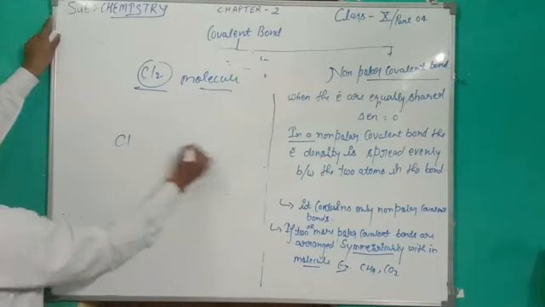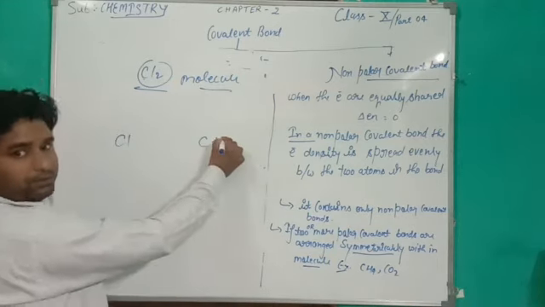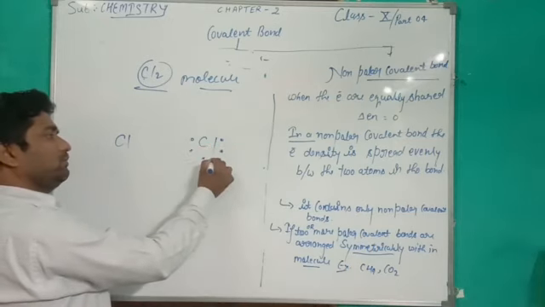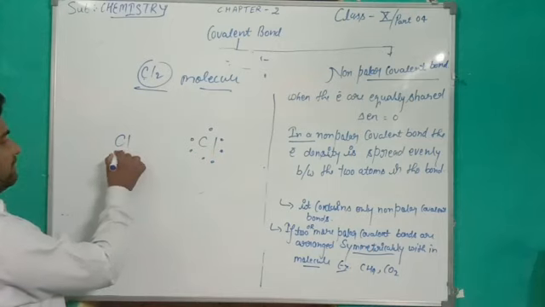there are two chlorine atoms. You know very well how many electrons are present in the chlorine atom? 7 electrons. And in this chlorine, also 7 electrons.